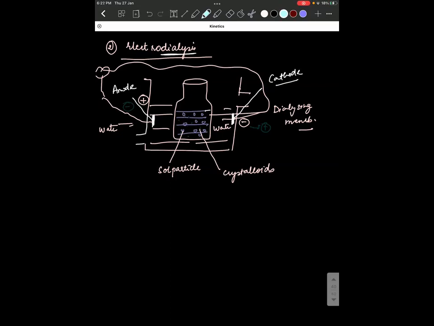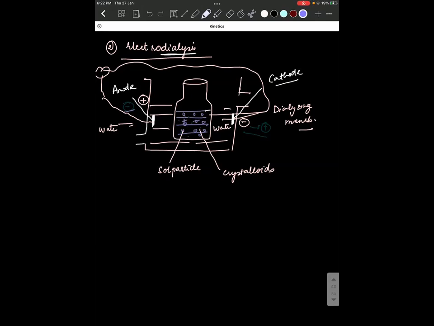I was saying that we have attached two electrodes, and these two electrodes are connected to an electric supply. Now cathode is negatively charged and anode is positively charged electrode. So cathode will be attracting the positively charged particles, and anode will be attracting the negatively charged particles, right? Now in this beaker, we have sol particles and crystalloids also. If these are colloidal particles, they must be having some charge, positive and negative, right? So these negatively charged particles will get attracted towards anode and positively charged towards cathode.